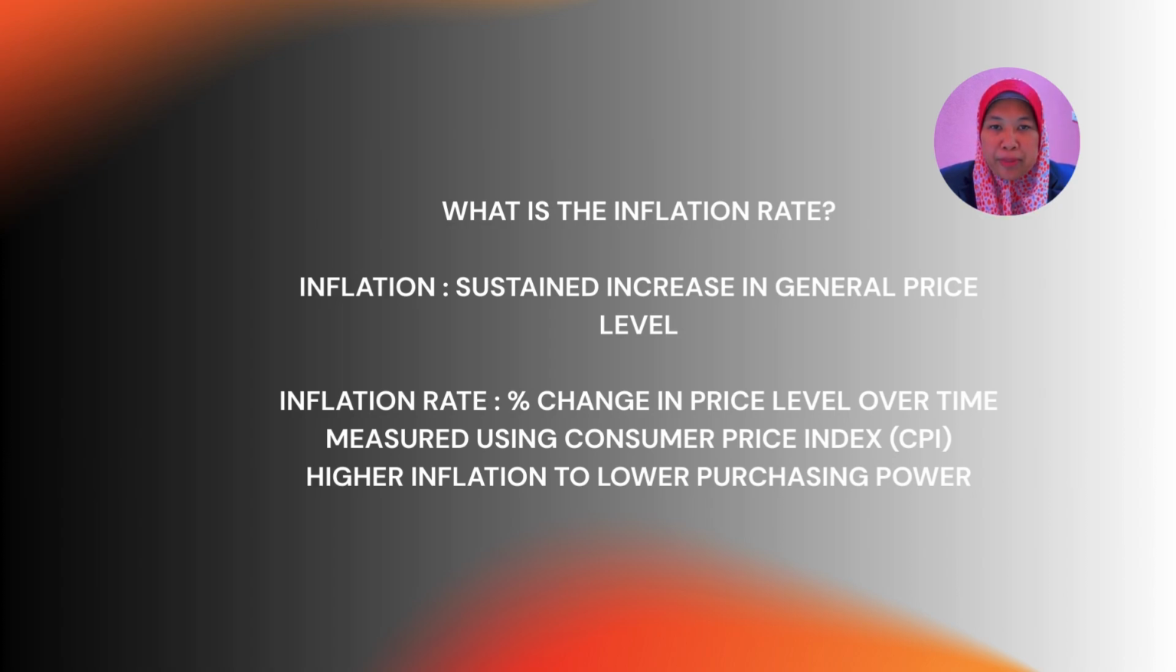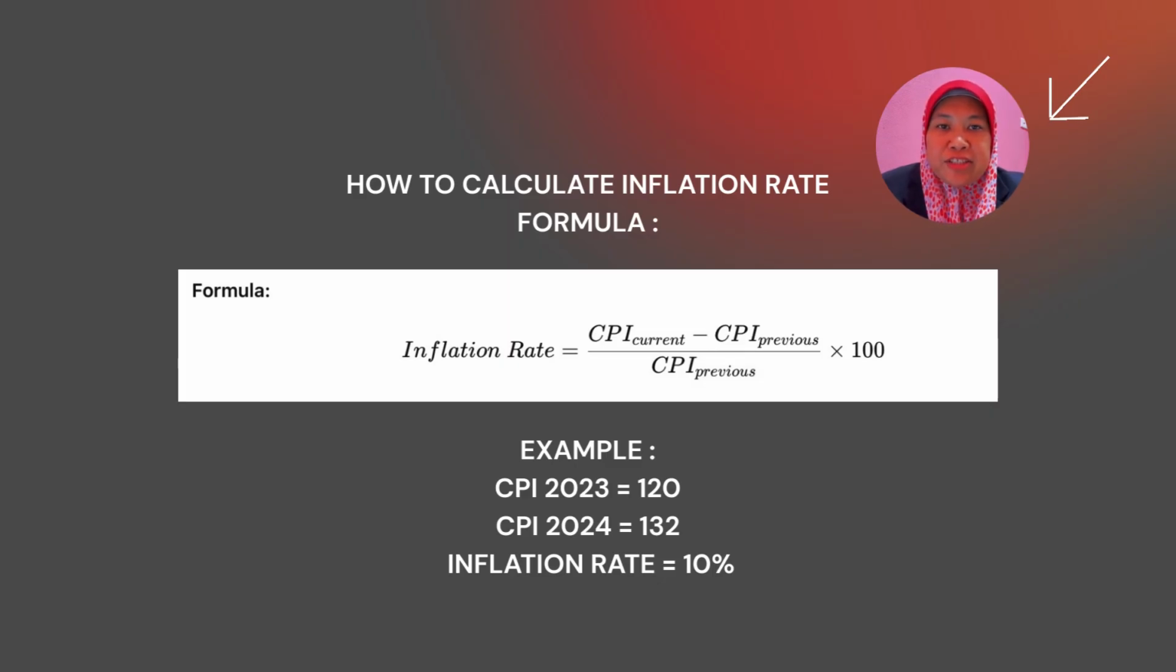When inflation happens, the purchasing power of money falls, meaning consumers are able to buy fewer goods with the same amount of income. Economists usually measure inflation using the Consumer Price Index, or CPI, which tracks the price change of a basket of commonly purchased goods and services. To calculate the inflation rate, we use the CPI-based formula in this slide. This formula tells us how much prices increase compared to the previous year.